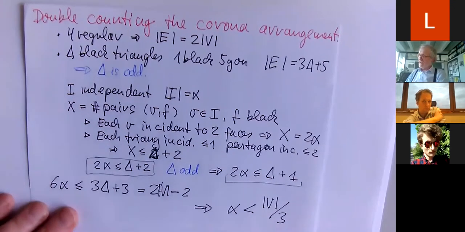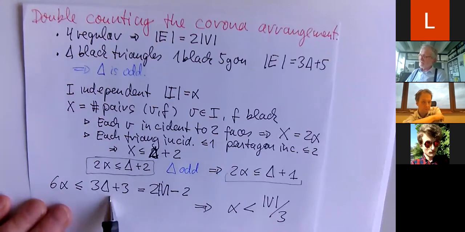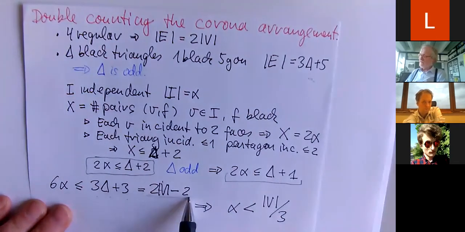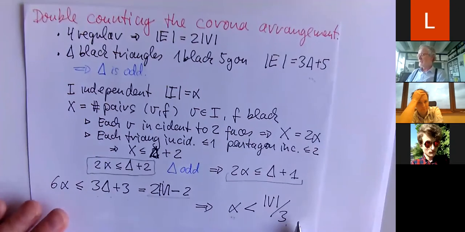And now multiply by 3, you see that 6 alpha is at most 3 delta plus 3, which by what we got up here is equal to 2 times the number of vertices minus 2, and divide by 6, and you see that alpha is less than 1/3. So the independence number is not big enough to have a 3 coloring.